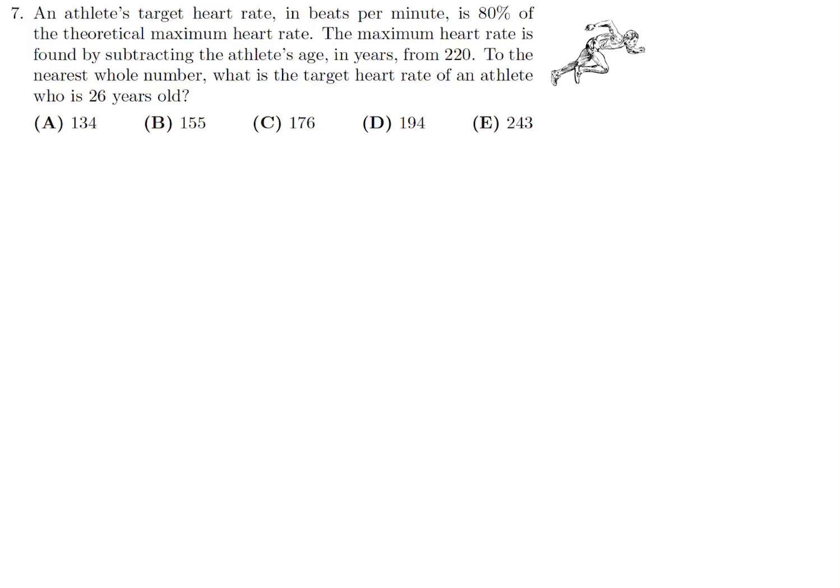An athlete's target heart rate in beats per minute is 80% of the theoretical maximum heart rate. The maximum heart rate is found by subtracting the athlete's age in years from 220. To the nearest whole number, what is the target heart rate of an athlete who is 26 years old?